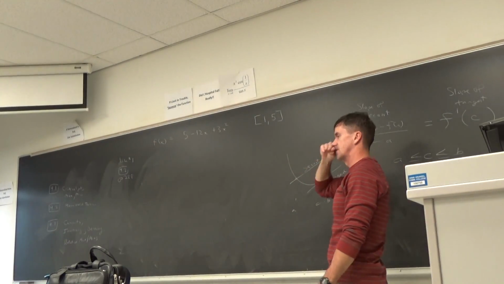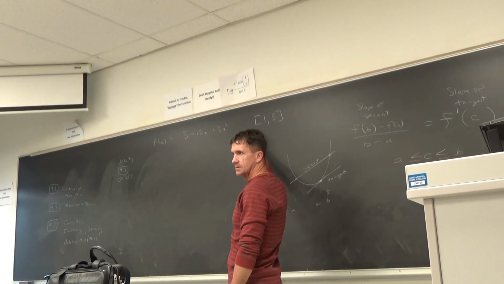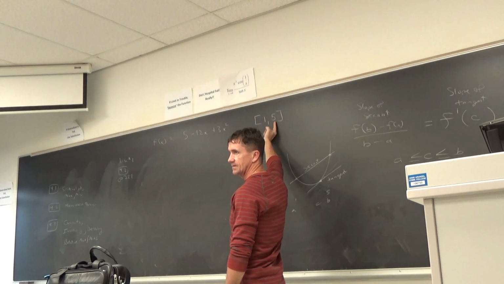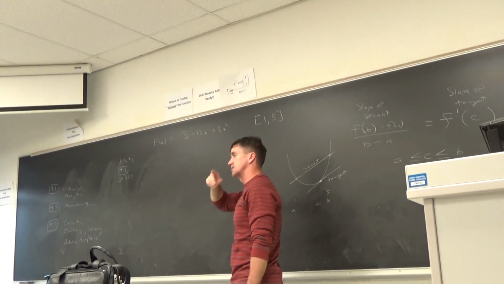So let's try this. What's the question? Can you find the value of c that's between x equal to 1 and x equal to 5, such that the slope of the secant between 1 and 5 is equal to the slope of the tangent?